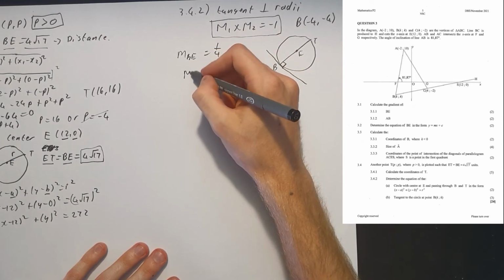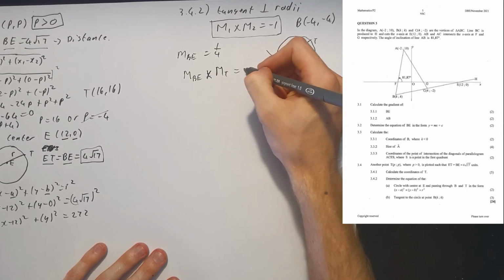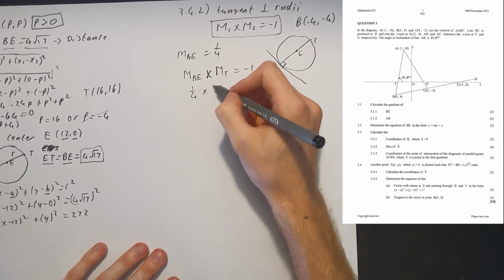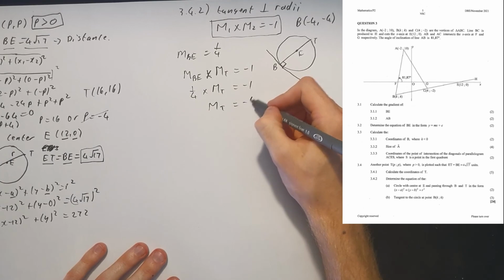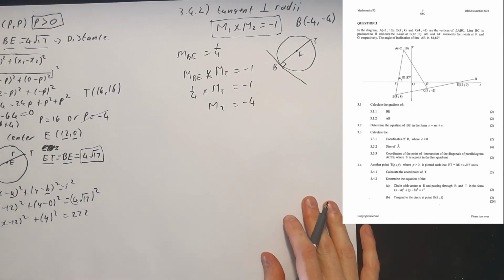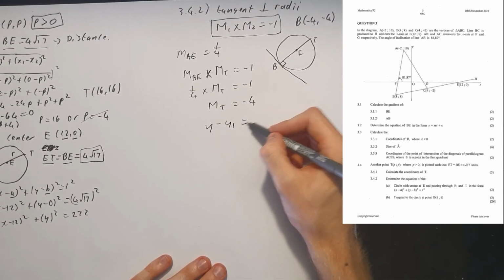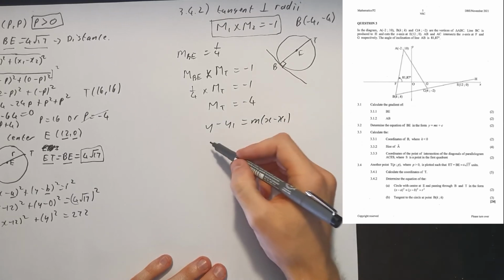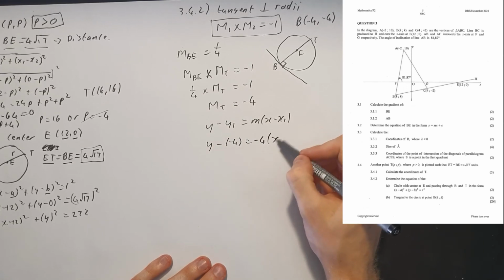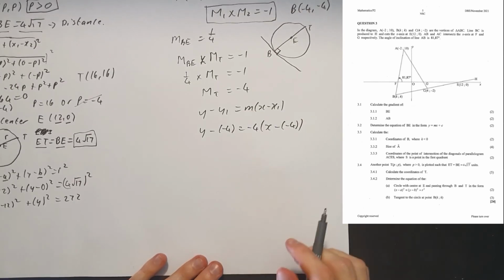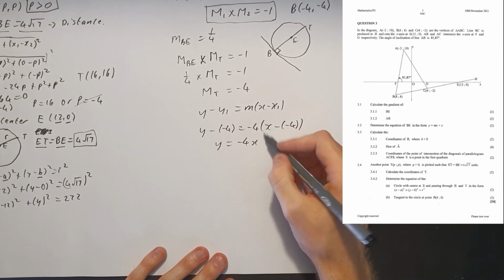So we're going to have m of BE multiplied by m of tangent equals -1. So 1 over 4 multiplied by our tangent's gradient equals -1. So my tangent's gradient equals -4. Now that I have that, and we have the coordinate of B, we can find the equation of the line using y minus y1 equals m(x minus x1). So y minus 4 equals -4 (x minus -4). Lots of -4s here. And if you sort that out, you're going to get an equation of y equals -4x minus 20.